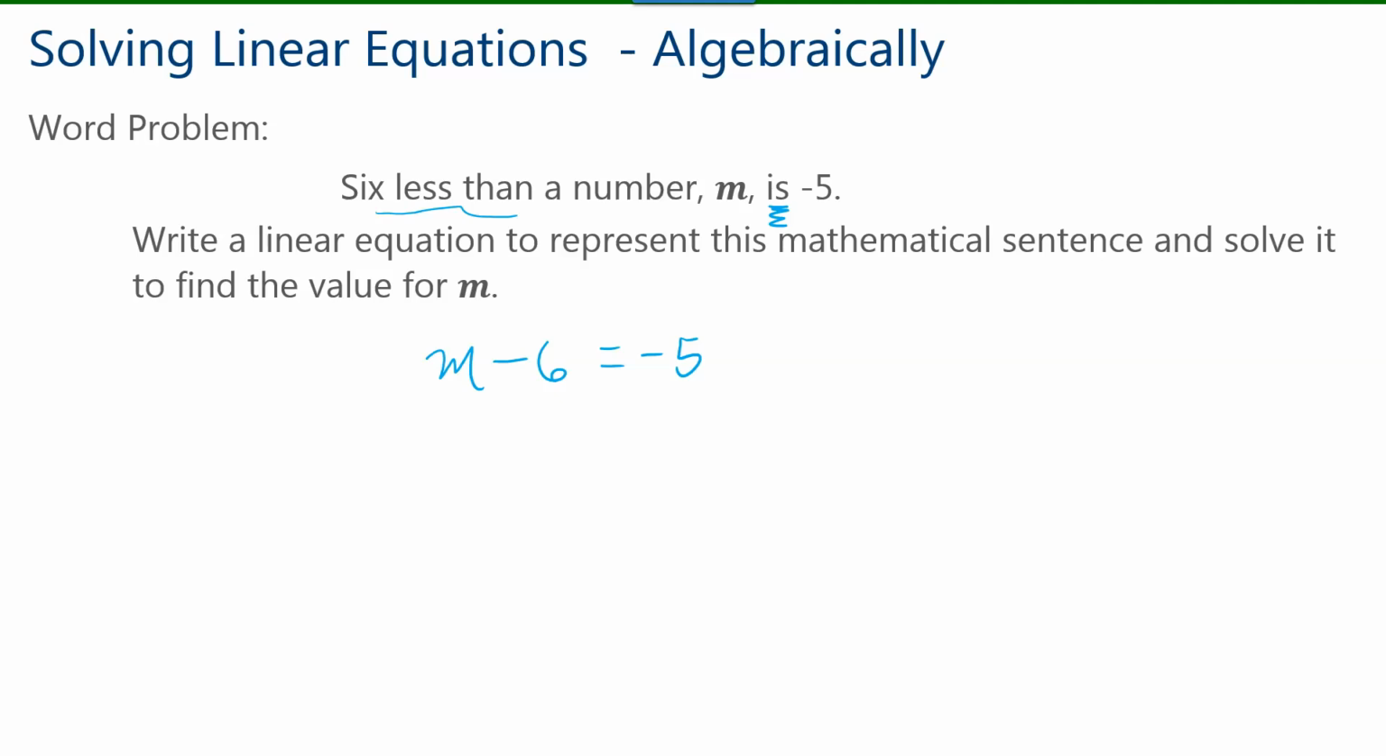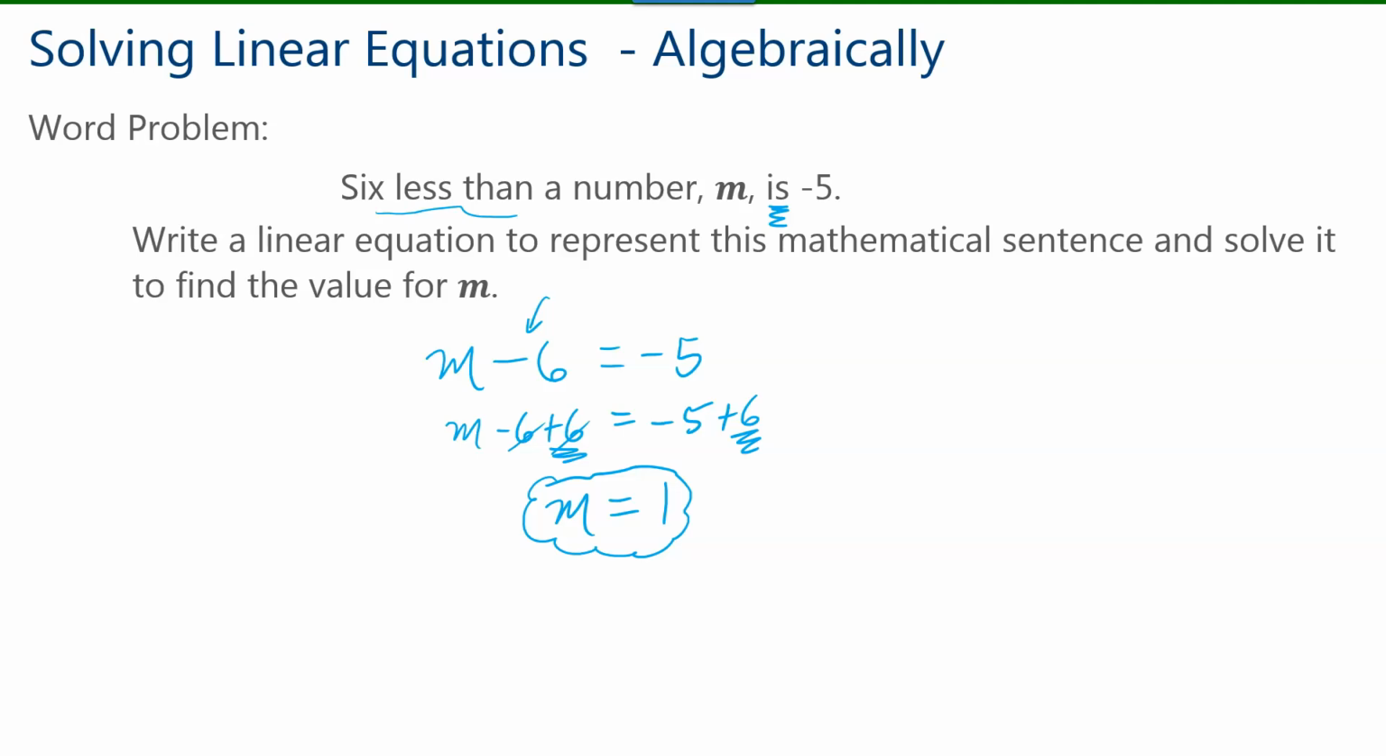We want to do the opposite operation to -6, which would be add 6. And whatever I do to one side, I have to do to the other. Subtract 6 plus 6 cancels out. We're left with m, 1m, which is exactly what we want, and -5 plus 6 gives us a +1. m equals 1 is our number.